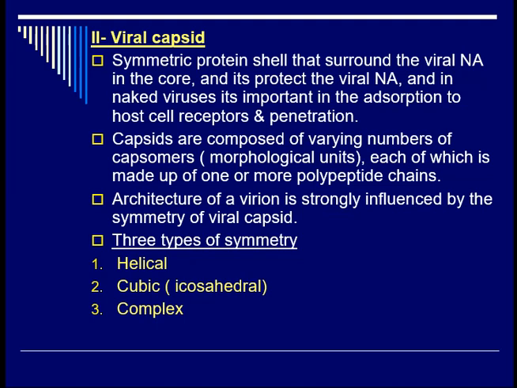Capsids are composed of varying numbers of capsomeres, the morphological units seen by the EM, each of which is made up of one or more polypeptide chains. The architecture of the virion is strongly influenced by the symmetry of the viral capsid. We have three types of viral capsid symmetry.